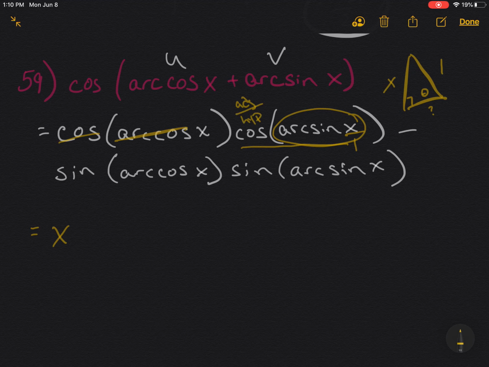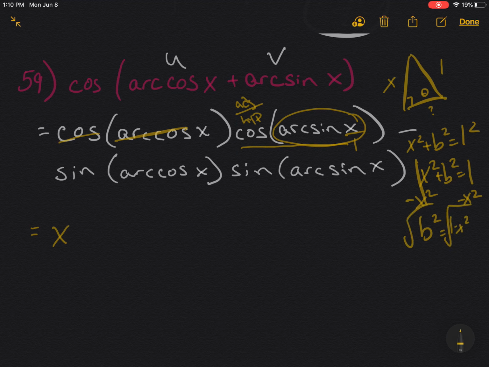So really what I'm looking for is this side right here. So I would do x squared plus b squared equals 1 squared. And that would be x squared plus b squared equals 1. Subtract x squared from both sides. B squared equals 1 minus x squared, square root that. And so my adjacent is square root of 1 minus x squared. So when I'm asked for cosine, that is going to be adjacent over hypotenuse, which is just square root of 1 minus x squared.